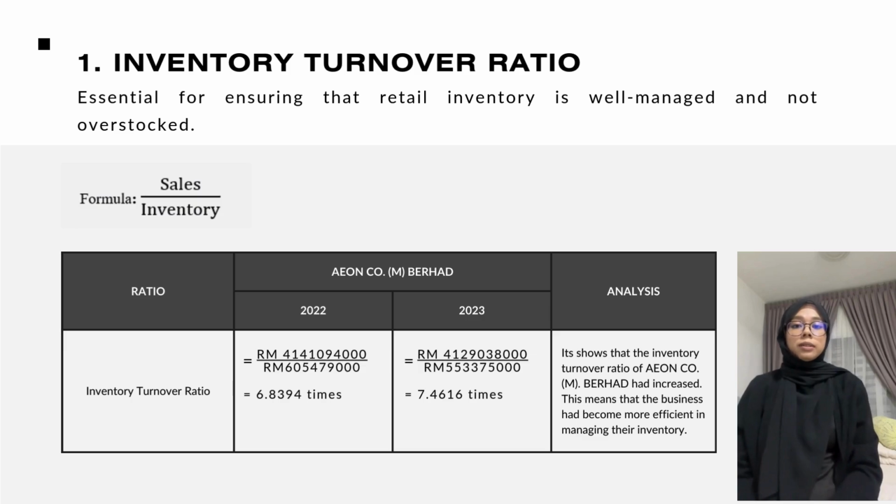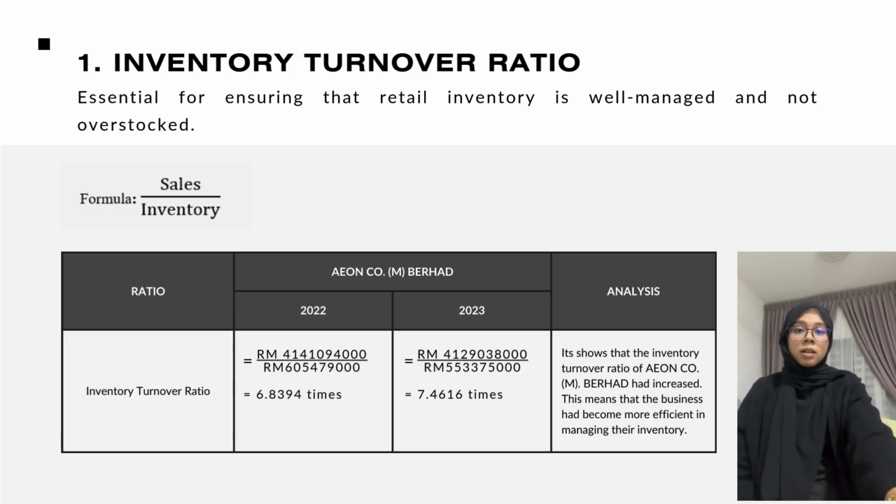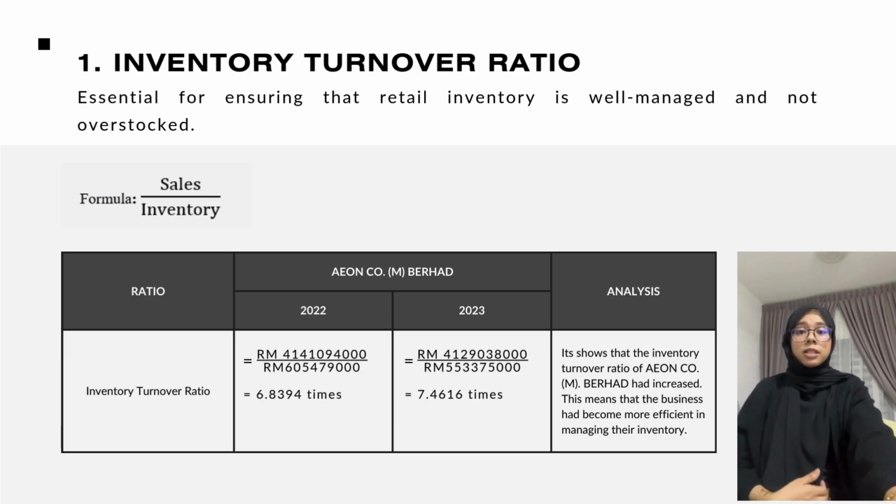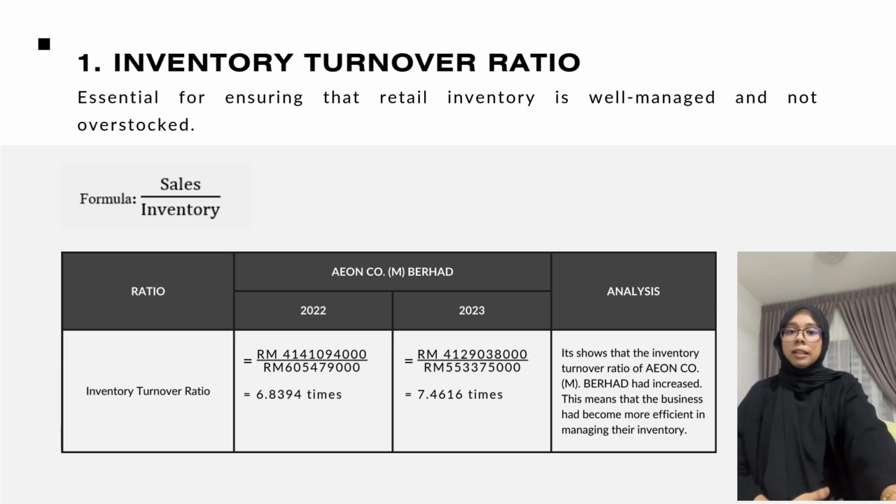The first type of asset management ratio is inventory turnover ratio. So it is essential for ensuring that retail inventory is well managed and not overstocked, especially for seasonal products. A high turnover ratio suggests efficient inventory management, meaning it is faster in sales, while a low ratio indicates overstocking or weak sales. So the formula for inventory turnover ratio is sales divided by inventory.